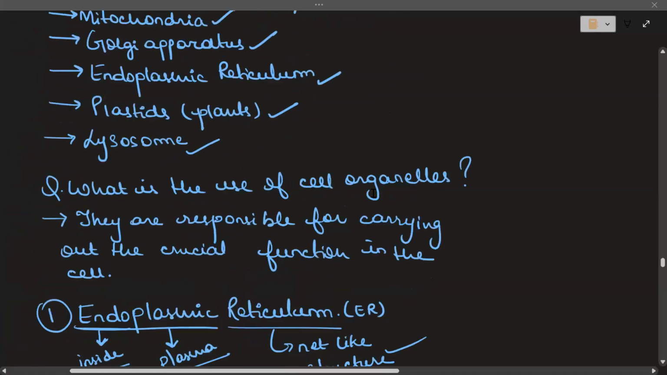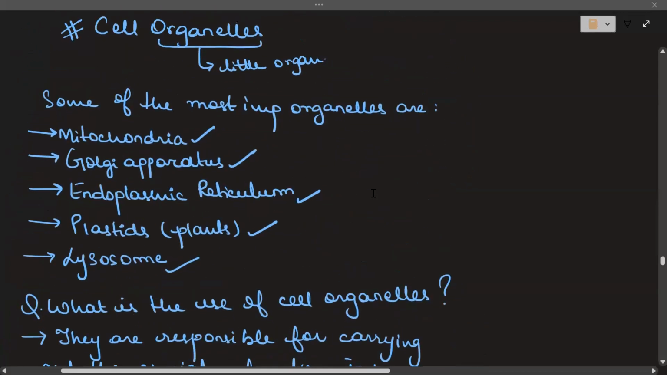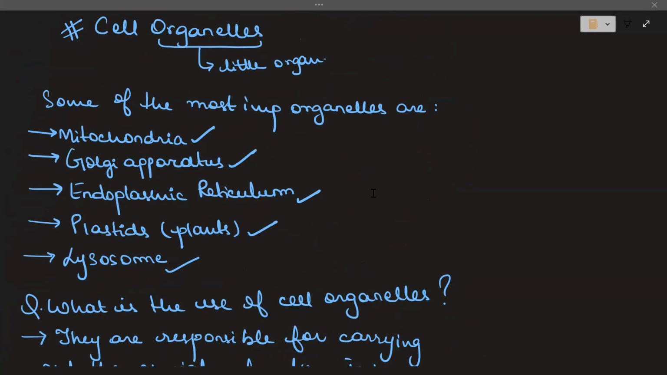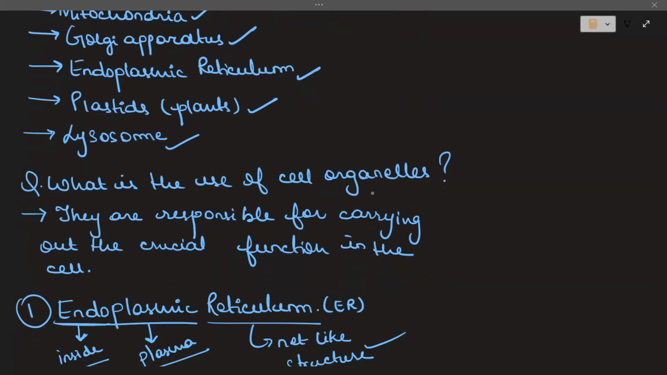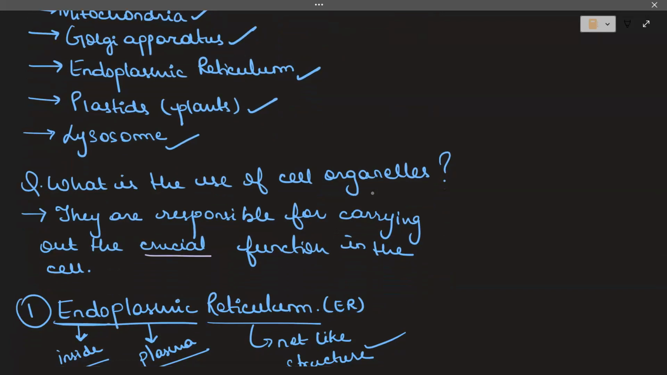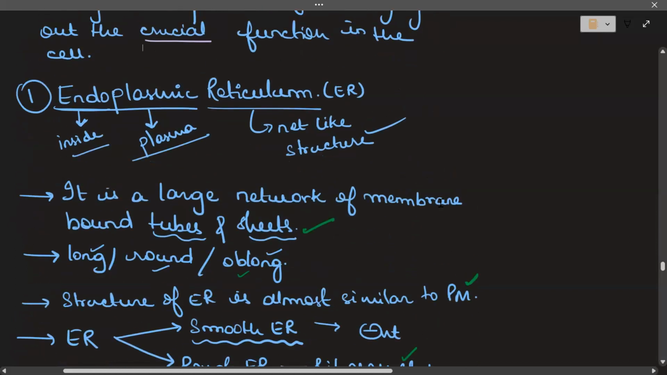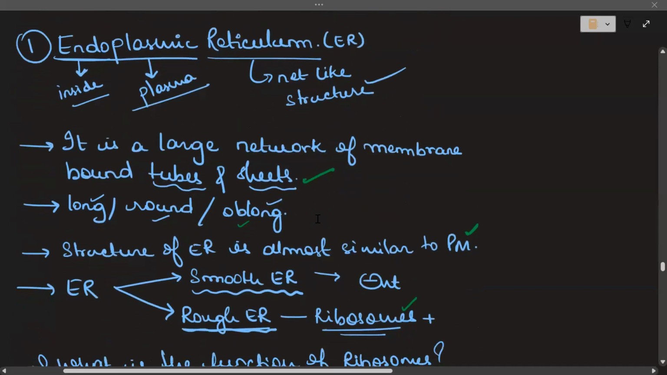Now, talking about what is the use of cell organelles? Each of them has a different function to perform. They have a different product to synthesize. So their functions are very different because all of them are different organelles. They are responsible for carrying out the crucial functions in the cell. All the crucial important functions in the cell are carried out with the help of these cell organelles. Clear? Yes, ma'am. Any doubt?